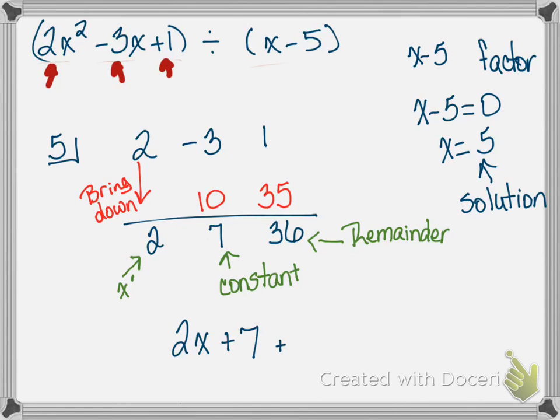What's my remainder? 36. And what was I dividing by? What's the factor I was dividing by? I'm putting all my x's back into it. So what was my factor? Okay, is that the same thing we got when we did long division?